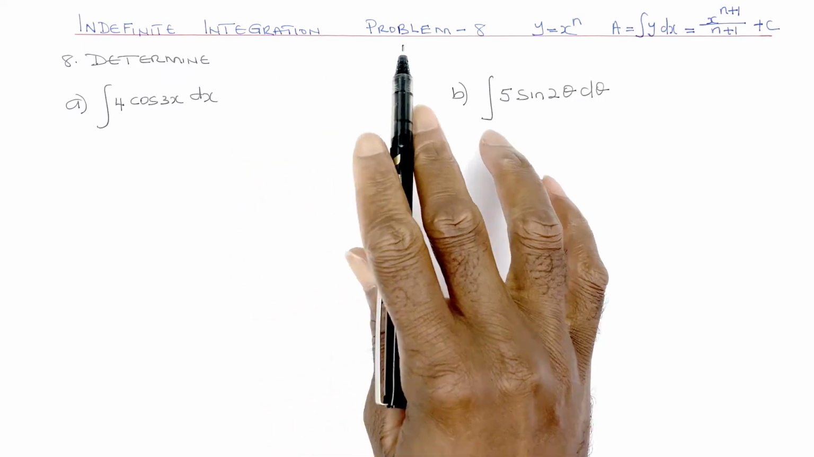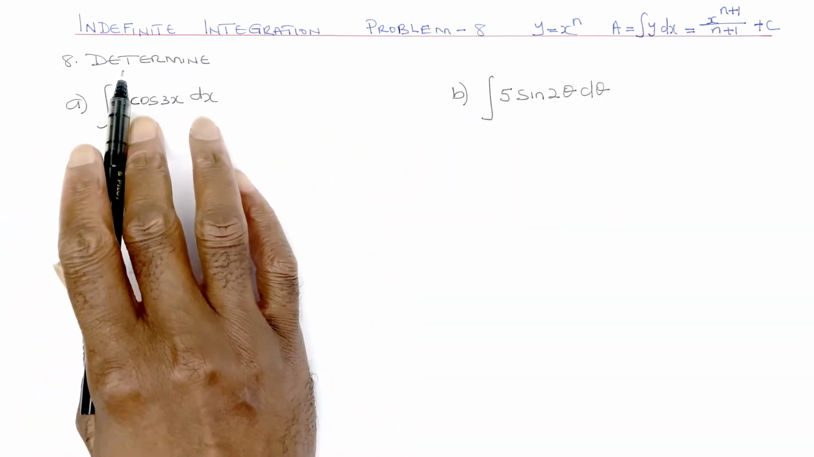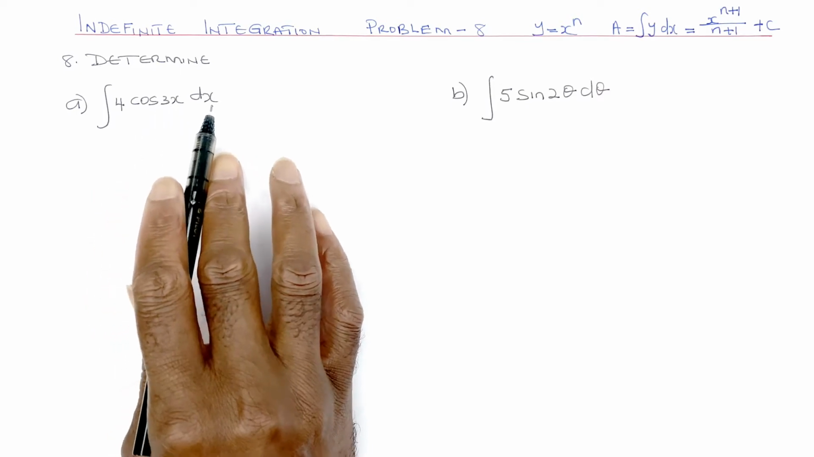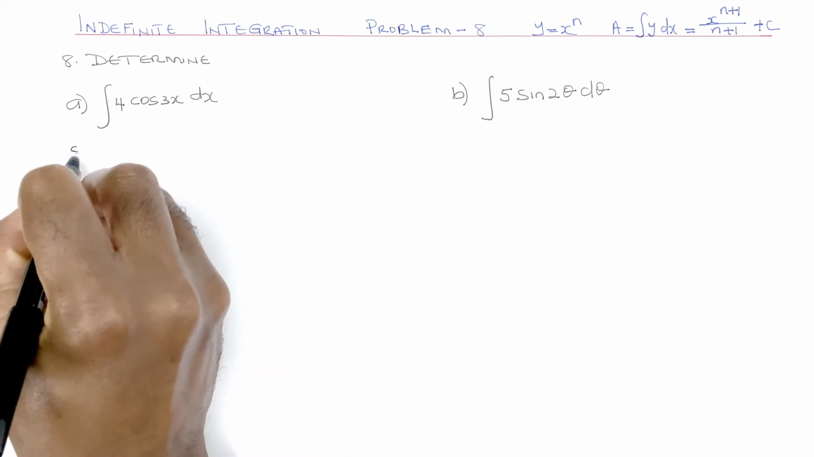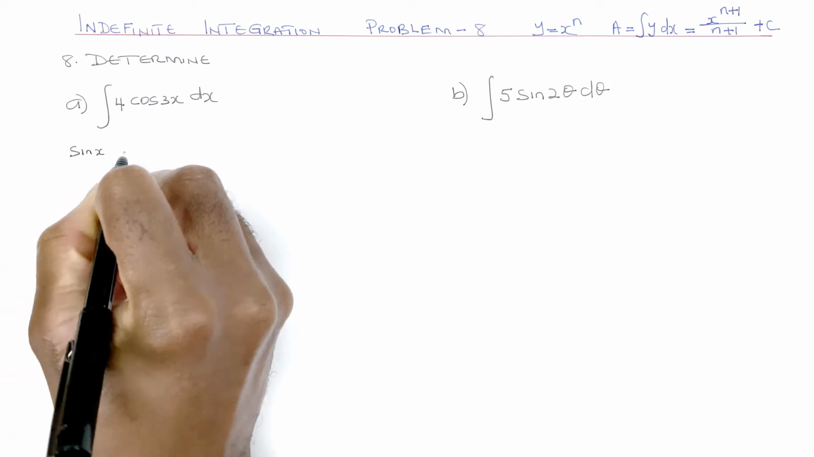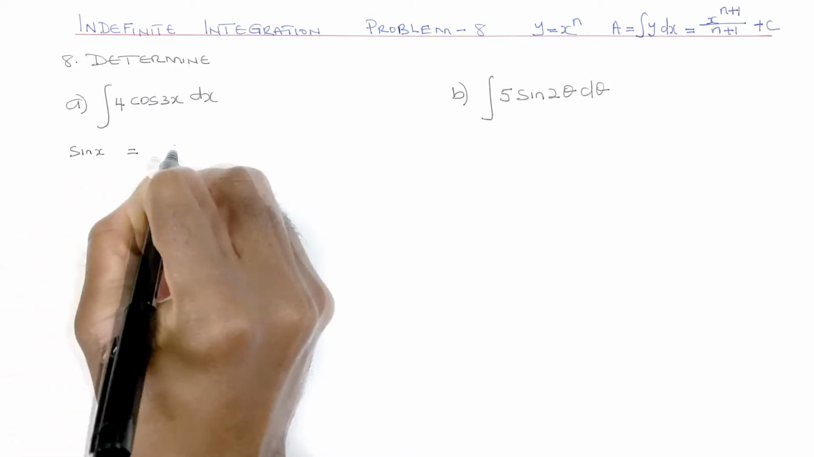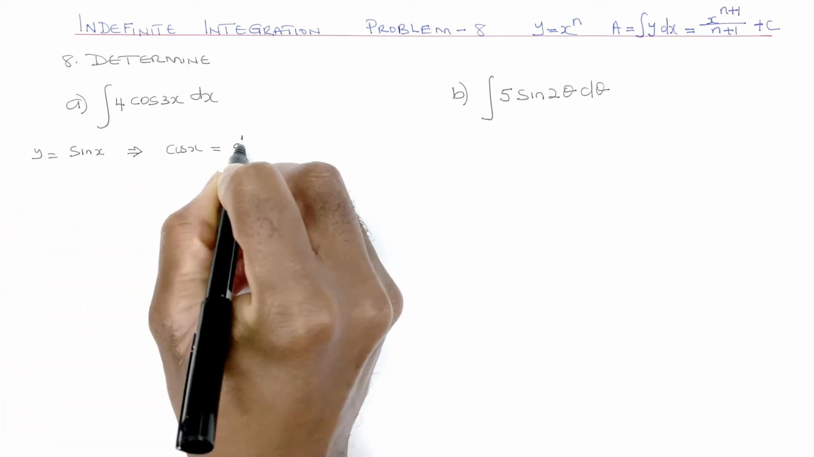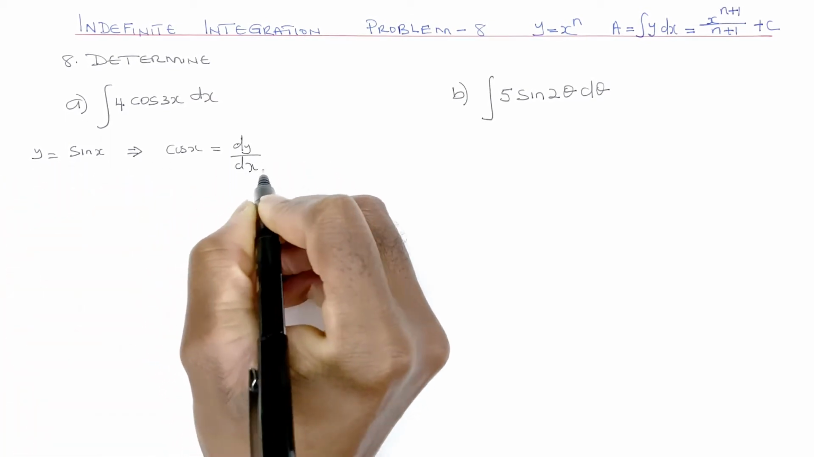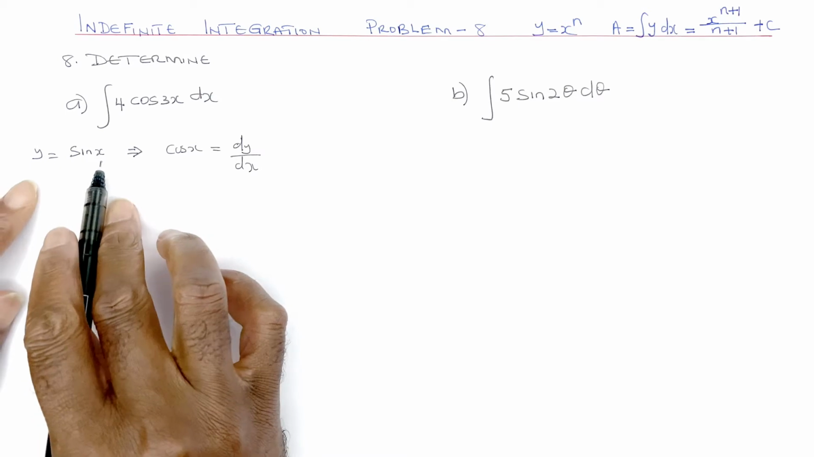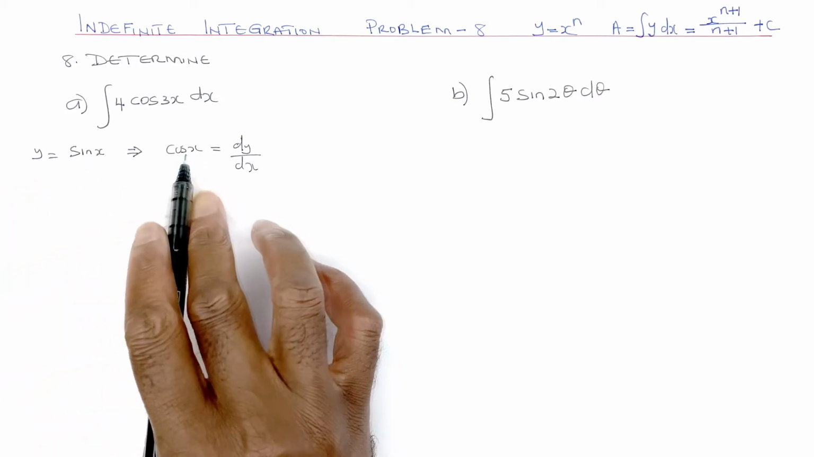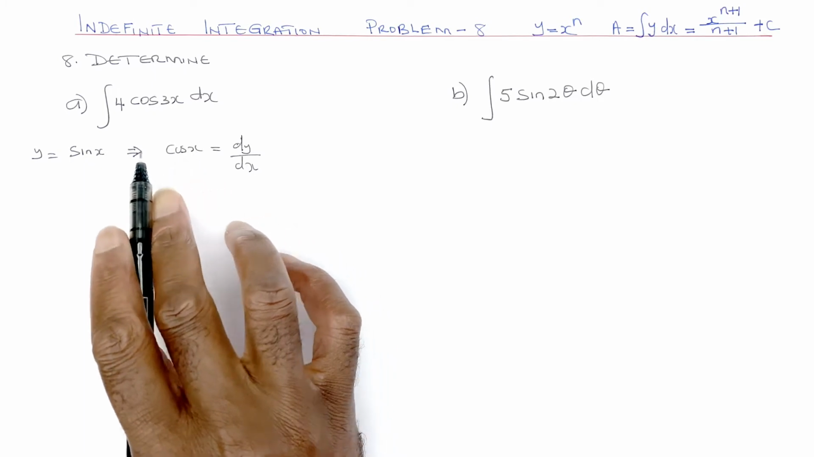Indefinite integration, problem 8. Determine the integral of 4 cos 3x dx. If you differentiate sine x, you get cos of x. If you then integrate cos of x, you get sine of x.